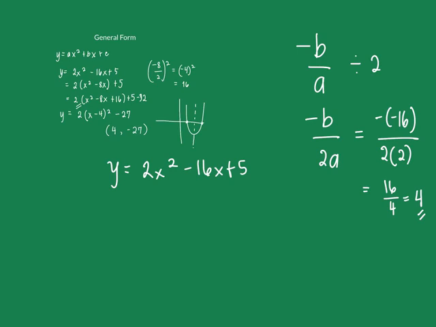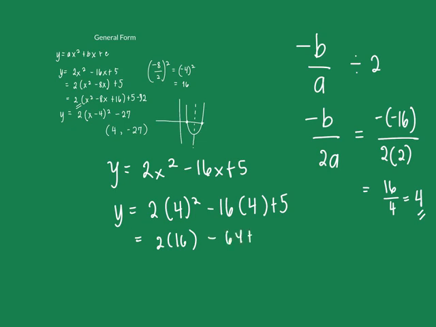Okay, correct. You just have to plug in the value of your x-coordinate to find your y-coordinate. So we just do y equals 2 times 4 squared minus 16 times 4 plus 5. And that's going to be 2 times 16 minus 64 plus 5. And after you simplify all of that, you will get negative 27. And isn't that also the value that we were able to get from a while ago?